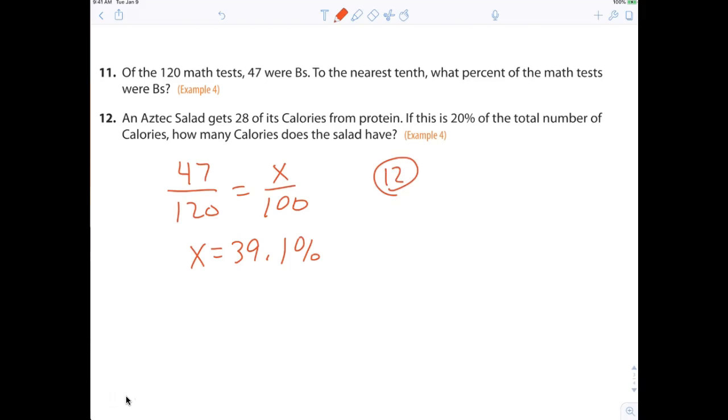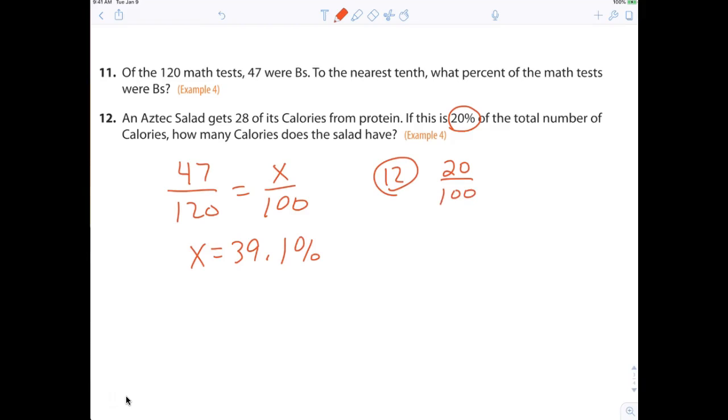All right, now let's take a look at number 12. Do I want to have a volunteer for number 12? Read it to me real quick. An Aztec salad gets 28 of its calories from protein. If this is 20% of the total number of calories, all right, so tell me what you're thinking. So you do x over 28. So now, here's what I want to tell you. Let's do this first. How do I write 20%? So we're going to say 20 over 100.